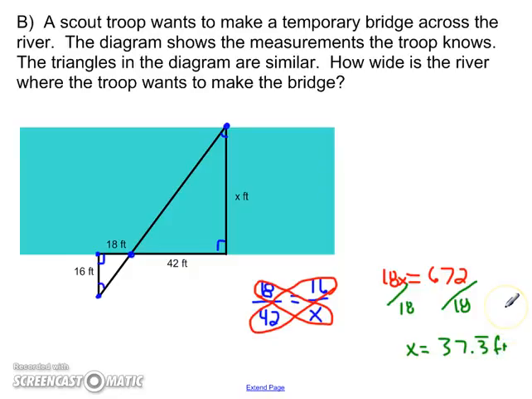So their bridge needs to be at least 37, well actually a little over 37 feet long in order to get across the river. Which, by the way, is something else that you could do yourself if you wanted to. You could make this work to figure out how far across a river you have.